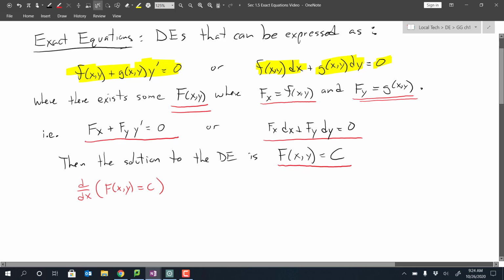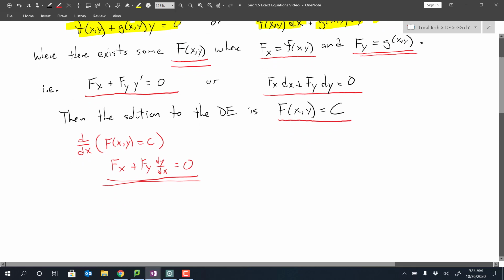well, then from calculus 3, to calculate the total derivative of a function of more than one variable, the result would be the partial with respect to x plus the partial with respect to y times dy dx, and the derivative of the right-hand side would be 0. So calculating this using our knowledge from multivariable calculus immediately yields the form of an exact equation.